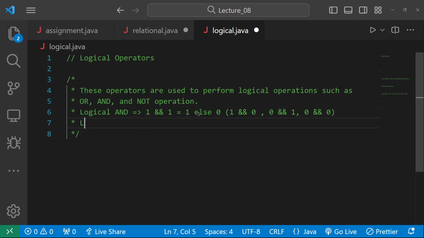Remember this part. Okay, for logical or, it means at least one condition should be true, either one condition or both conditions.